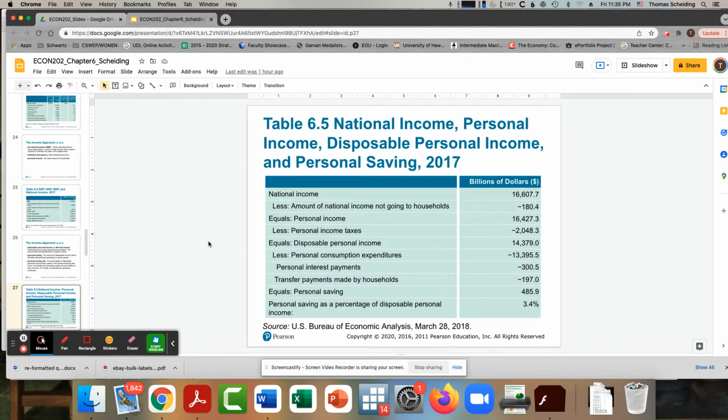And so you can see that here. National income minus the taxes. Personal income minus the taxes, getting us to disposable personal income, minus what's actually spent by consumers, plus interest payments and transfer payments, gets us our personal savings. So everything does follow with simple addition and subtraction.